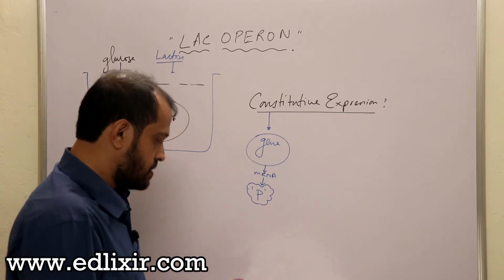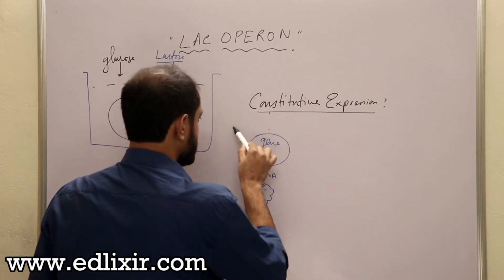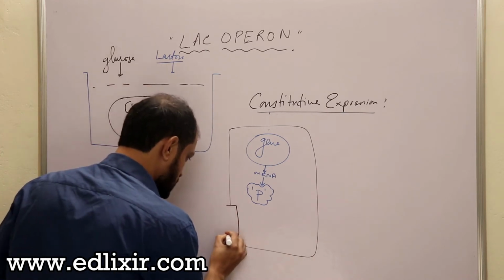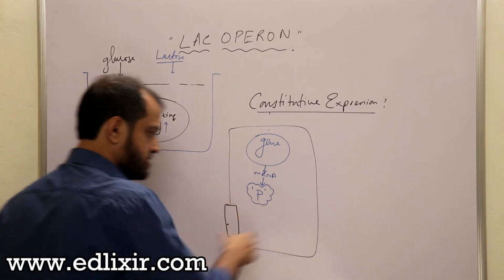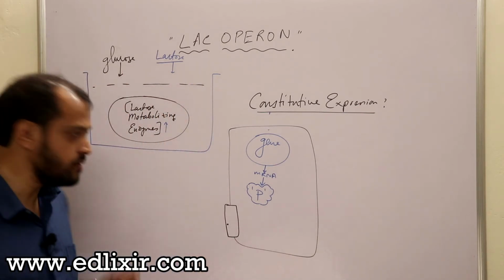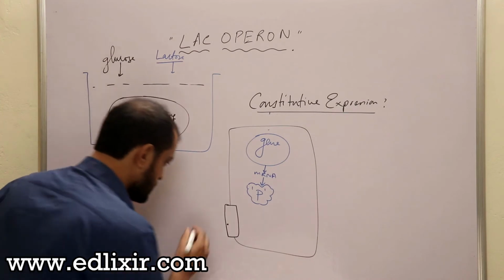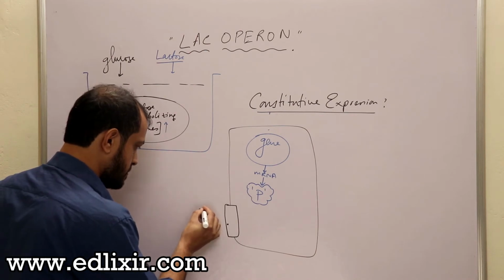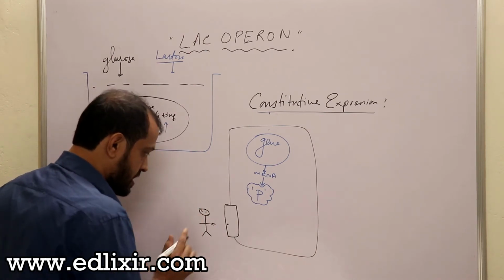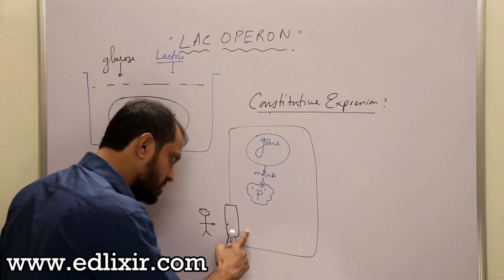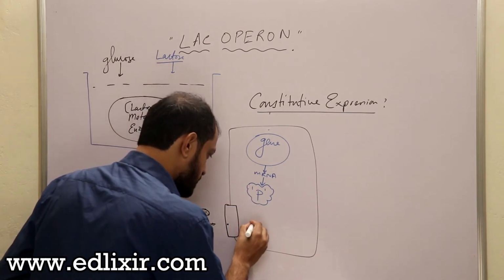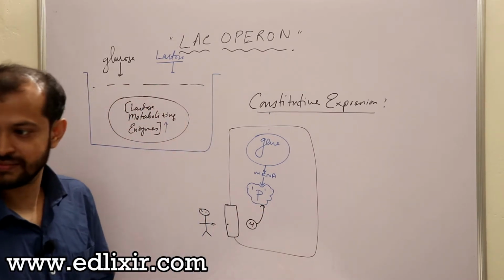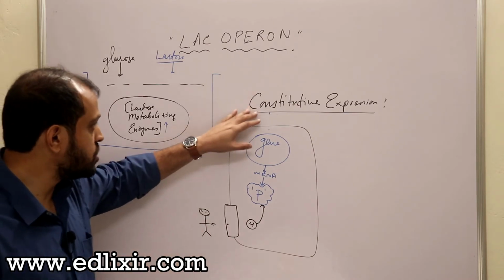Now listen. Suppose this is a cell, and hypothetically you have a door using which you can enter this cell. Now listen. If you enter 5 times, suppose this is a man standing there, and if this man enters this cell 5 times, probability is this: out of the 5 times, 4 times he will see this protein P is present, and it is synthesized. That means what? What do you mean by constitutive expression?